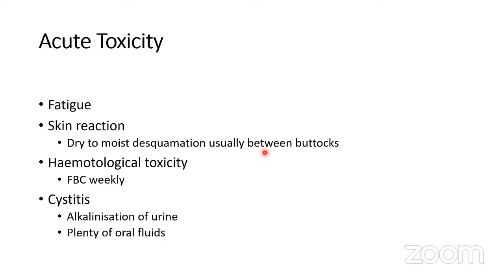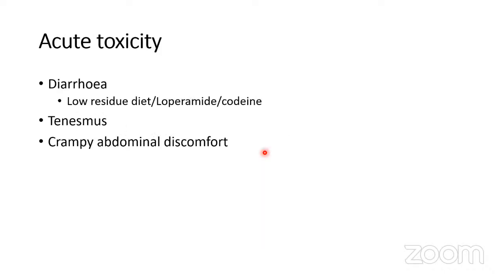So the acute toxicity would include fatigue and then the skin reactions, which can range from dry to moist desquamation, which is usually seen in between the buttocks, especially in the natal cleft region. And hematological toxicity is found especially when concurrent chemo is being administered. So we need to do a weekly review of the blood counts, and cystitis can happen, which can be taken care of by giving plenty of oral fluids and by alkalinizing the urine.